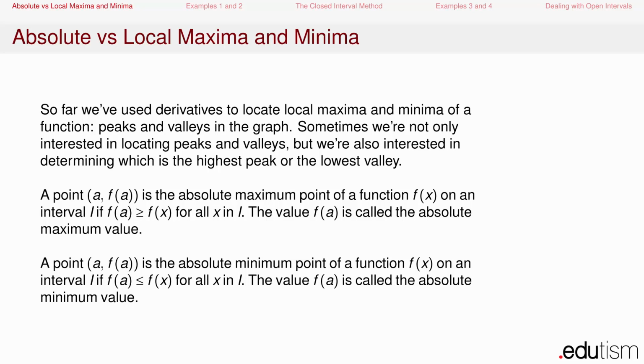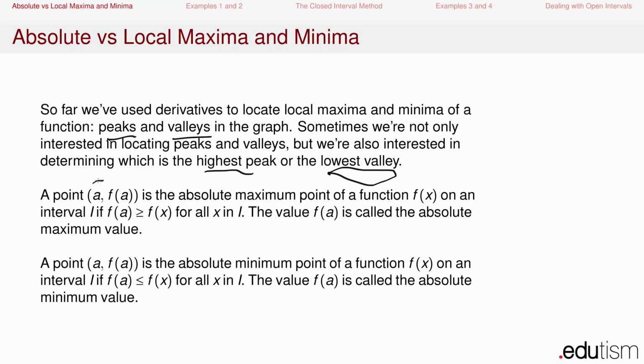So far, we've used derivatives to locate local maxima and minima of a function. Basically, we've used it to locate the peaks and the valleys in the graph. Sometimes we're not only interested in locating these peaks and valleys, but we're also interested in determining which is the highest peak or the lowest valley. In this case, we're interested in determining what's called the absolute maximum and minimum of the function.